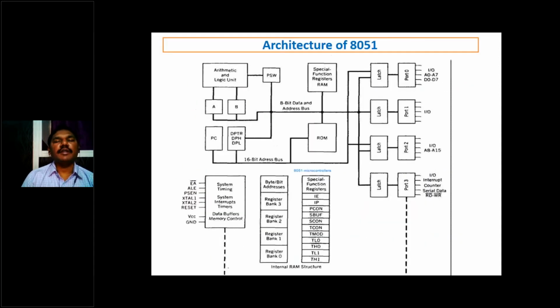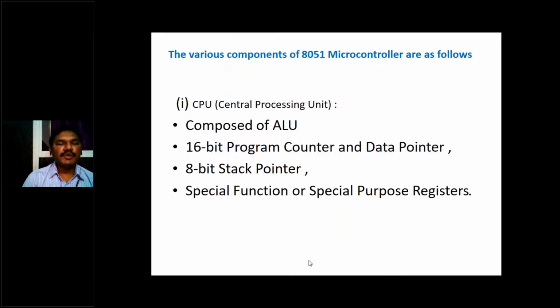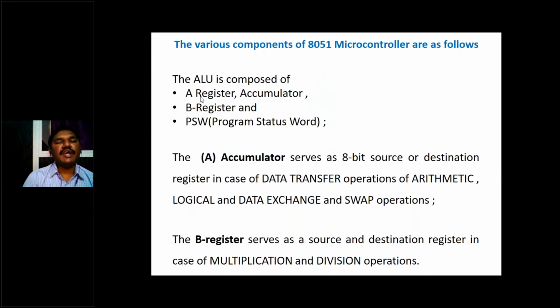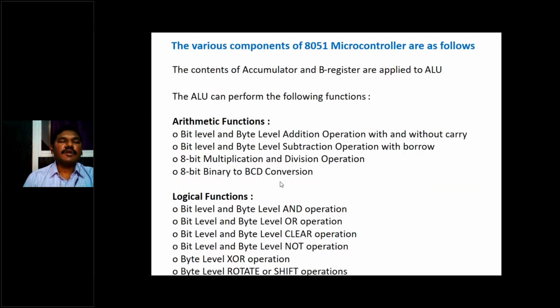And if you see the architecture, the CPU is composed of a 16-bit program counter and data pointer, an 8-bit stack pointer, and some special function registers. The ALU works with the A register, B register, and PSW, because arithmetic and logical operations are performed with the help of these registers. That's why we have the accumulator register, B register, and program status word. You know the meaning of accumulator and so on. The ALU can perform arithmetic and logical operations at bit level and byte level.